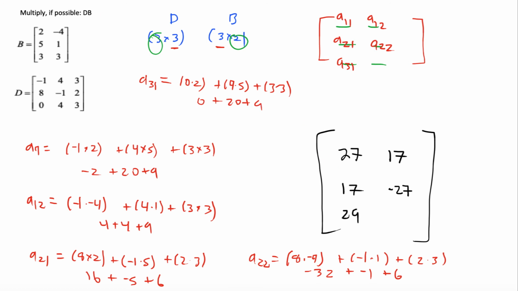And finally, this is A32, the third row and second column of our product matrix. What does that mean? It means similarly we need the third row of the first matrix. We need the third row of D and the second column of B. So 0 times -4, 4 times 1, 3 times 3 here. The first is just 0, so 4 plus 9 gives us 13. So this is the matrix that we get once we multiply D times B.